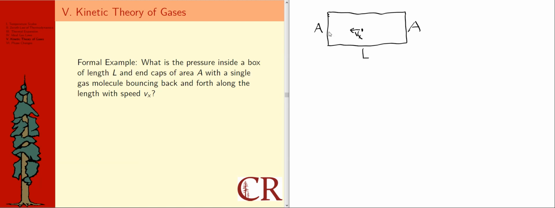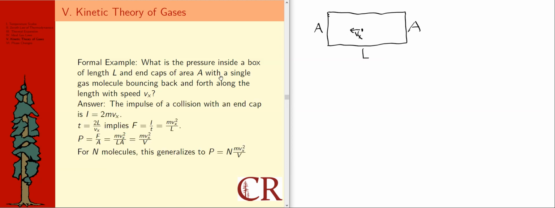The one other ingredient we need to find, because in the bullet example we said they were arriving every 2 seconds, is how often this molecule is going to bounce off one of the end caps, based on the fact that it's just bouncing back and forth at a speed v sub x, with the length of the box being L. In other words, the total distance it has to go between bounces off, say, the left end cap would be a total distance of 2L with a speed v sub x. So that should let us do that.